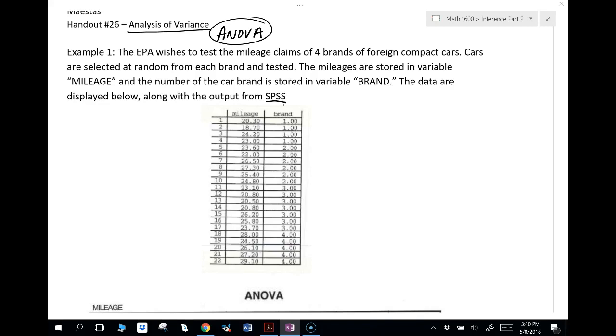So let's suppose the EPA wishes to test a mileage claim of 4 different brands of foreign compact cars. We're going to select these cars at random from each brand and test it.